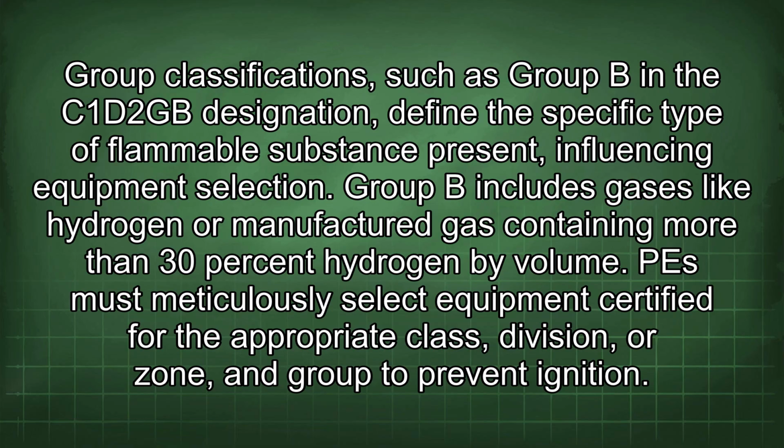Group classifications, such as Group B in the Class 1 Division 2 Group B designation, define the specific type of flammable substance present, influencing equipment selection. Group B includes gases like hydrogen or manufactured gas containing more than 30% hydrogen by volume. PE must meticulously select equipment certified for the appropriate class, division or zone, and group to prevent ignition.